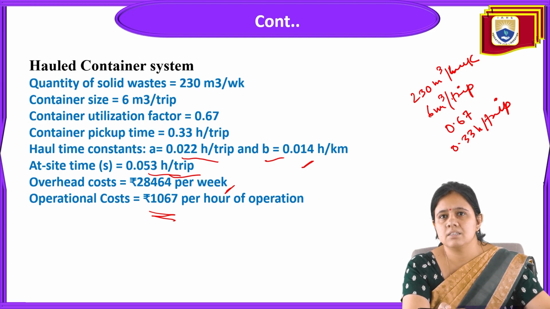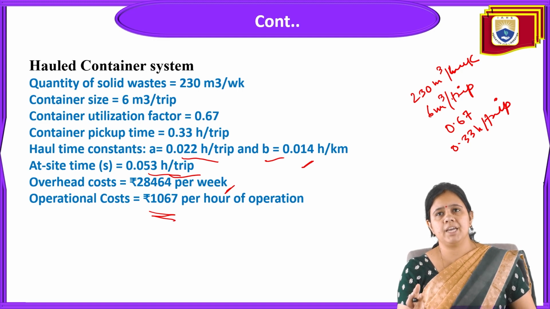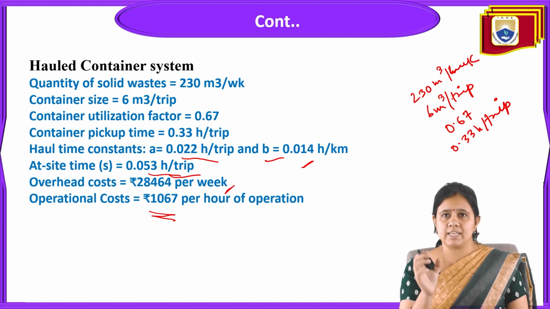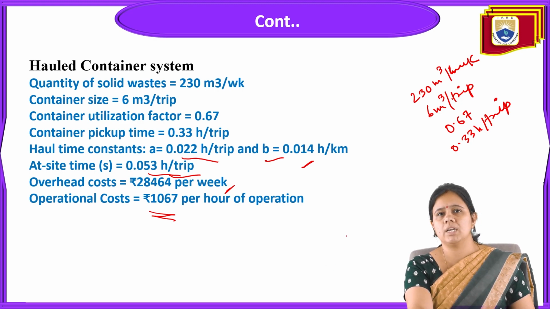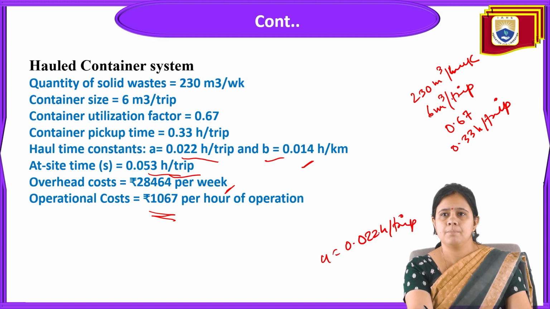As we discussed, with this basic data we need to calculate the whole hauling operation. In a week, 230 meter cube of solid waste is generated, the container size is 6 meter cube per trip, and the container utilization factor is 0.67. Container pickup time is 0.33 hours per trip, and the haul constant A is equal to 0.22 hours per trip. These are the important factors. B is equal to 0.14 hours per kilometer.